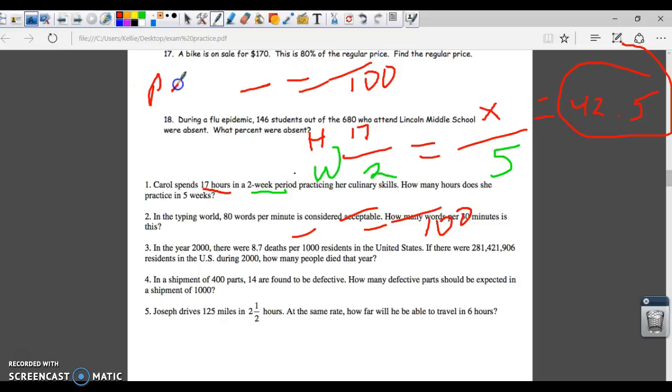So the ones that you are going to use the 100, remember that means percent. So there will be the percent word problems, and these will be the proportion word problems. Your test will be labeled, so watch out for those, okay?